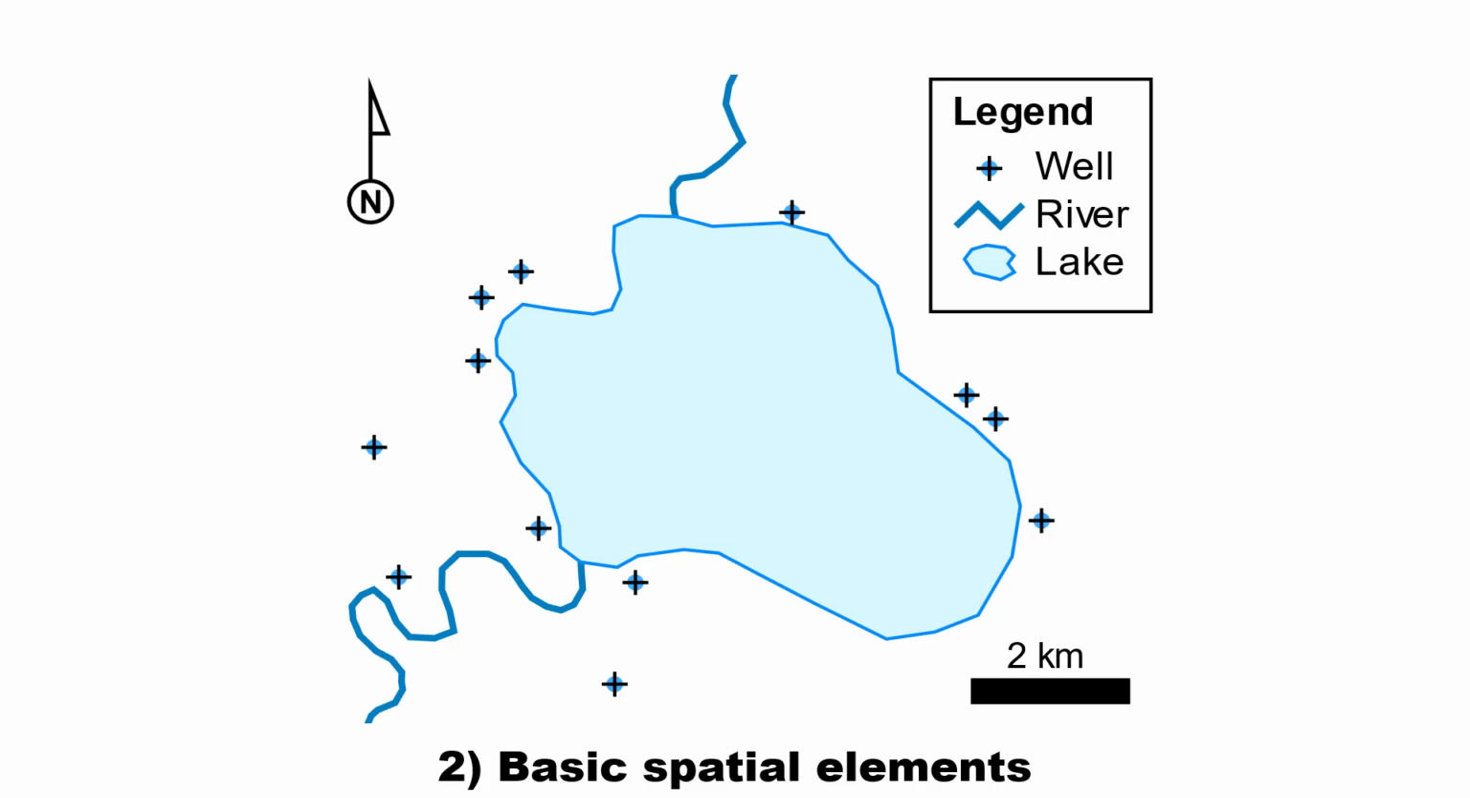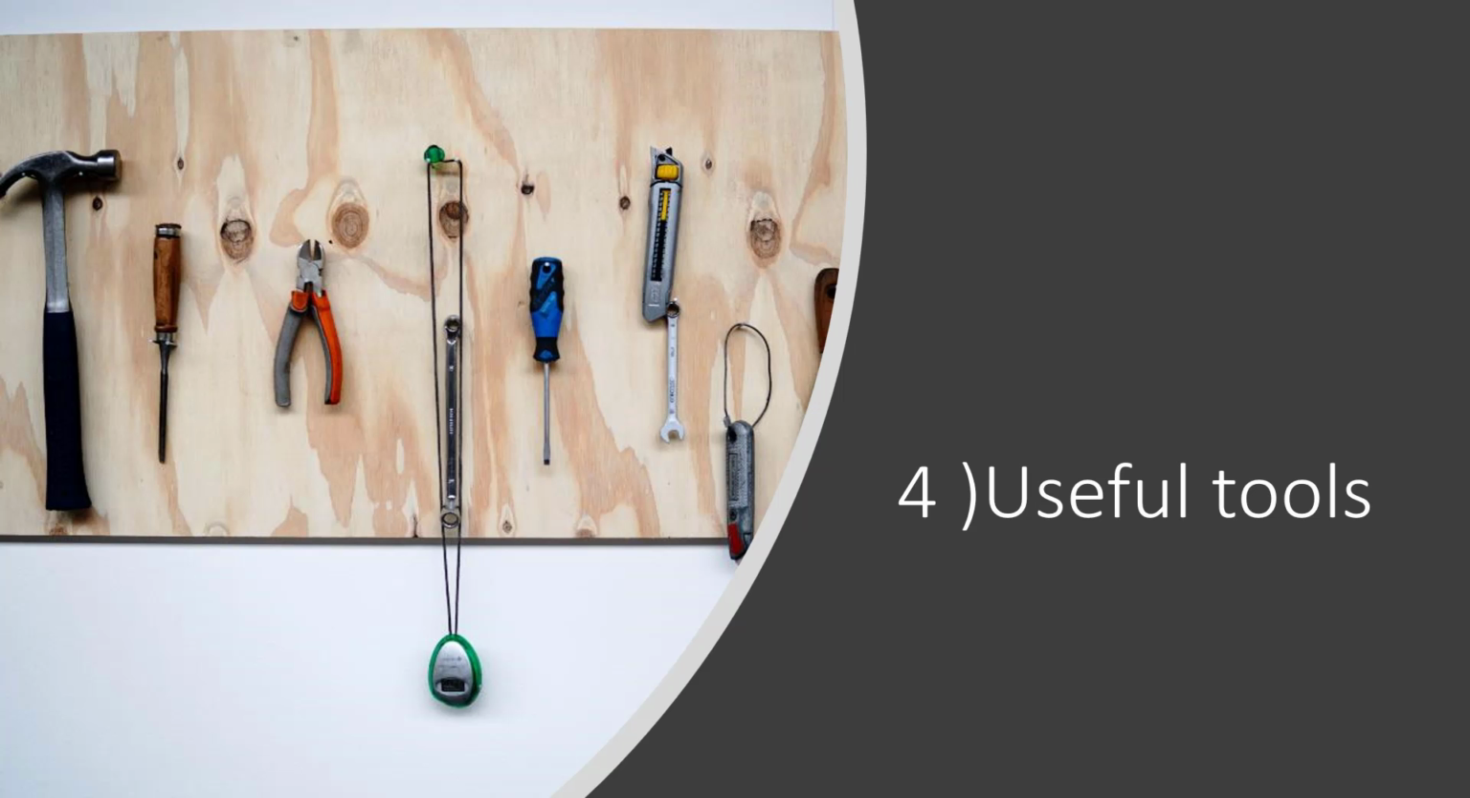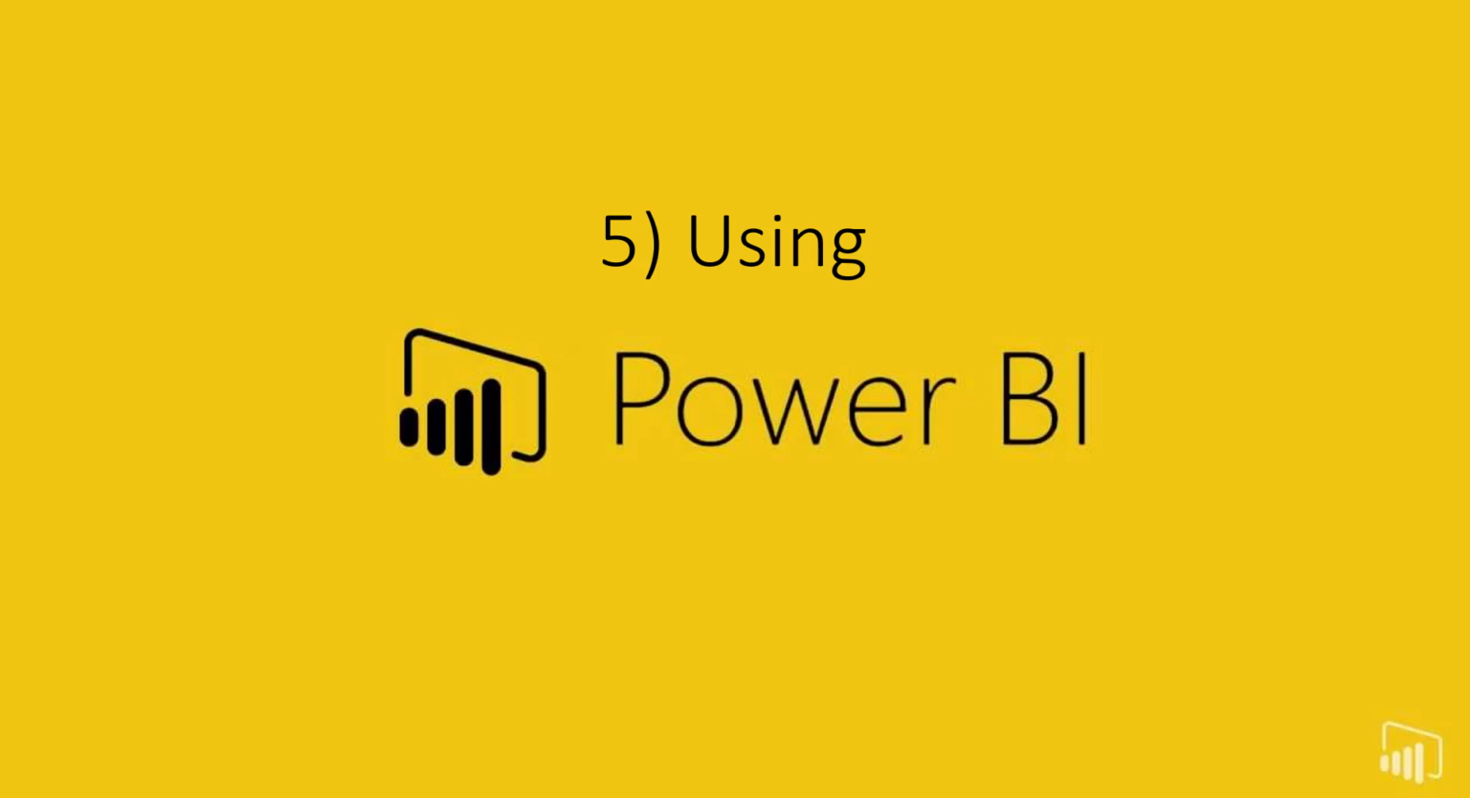Then we're going to look at the basic building blocks of maps and three different elements. Okay, we're going to talk about those three basic elements today. I want to have a quick look at geographical file types, because we're going to talk about a couple of different ones today. I just want to make sure we've covered off and discussed them. Then we're going to have a talk about the tools that I use. I want to make sure you're aware of the tools and how I actually use them. I'll show you what I do. And then finally, yes, we're going to get to talk about PowerBI.